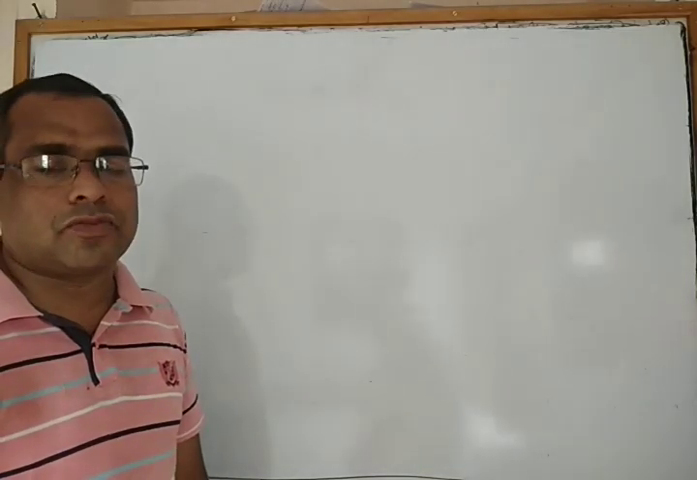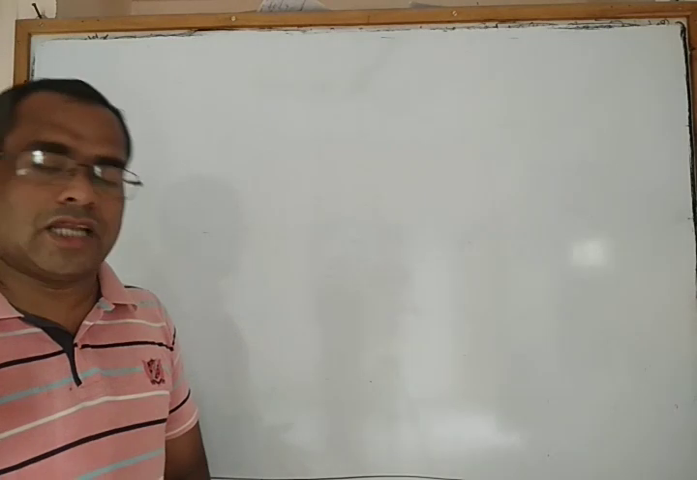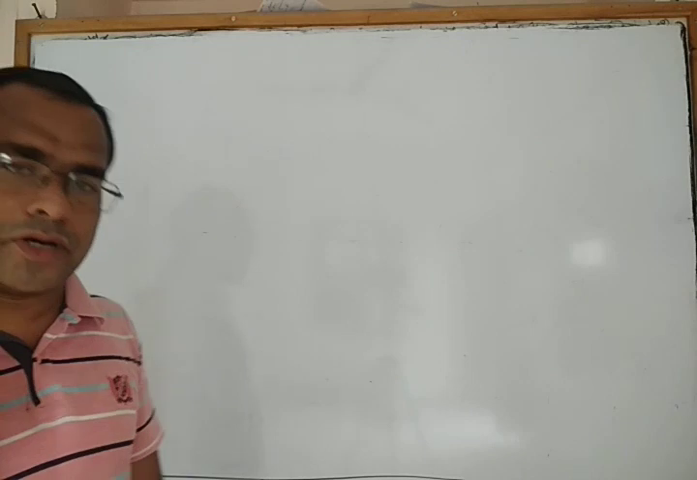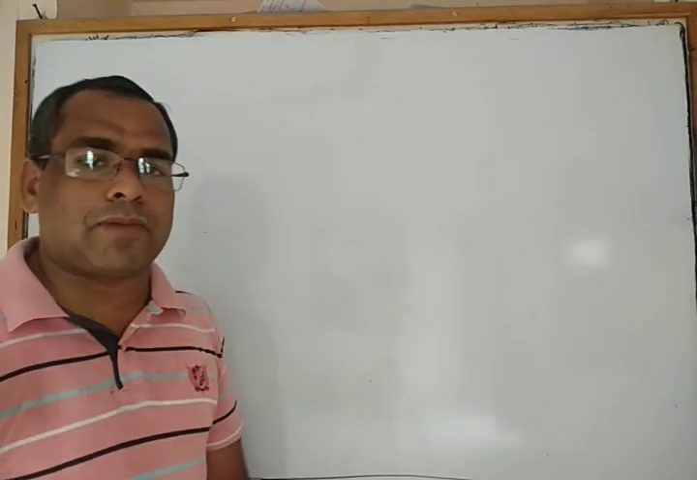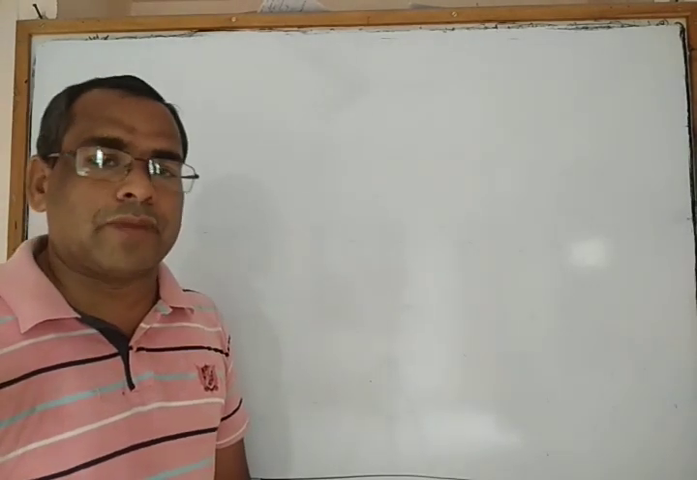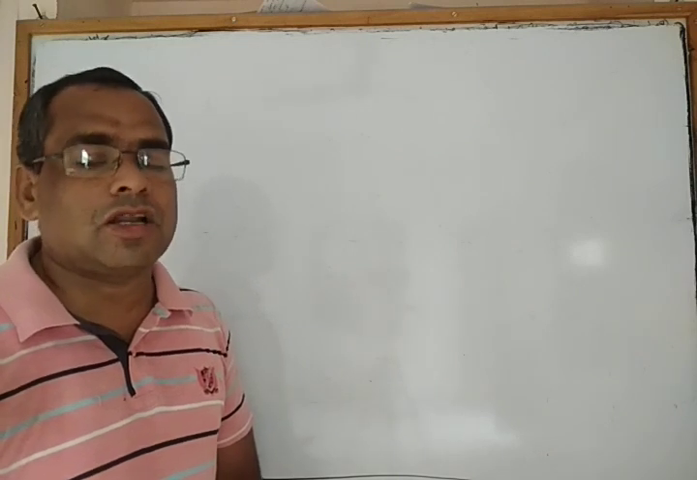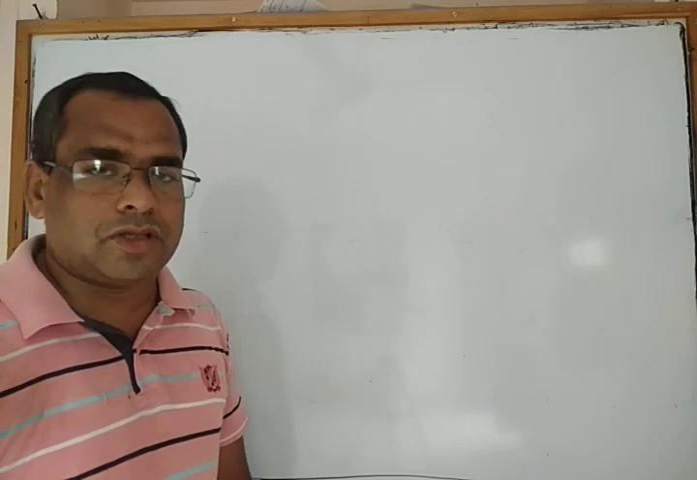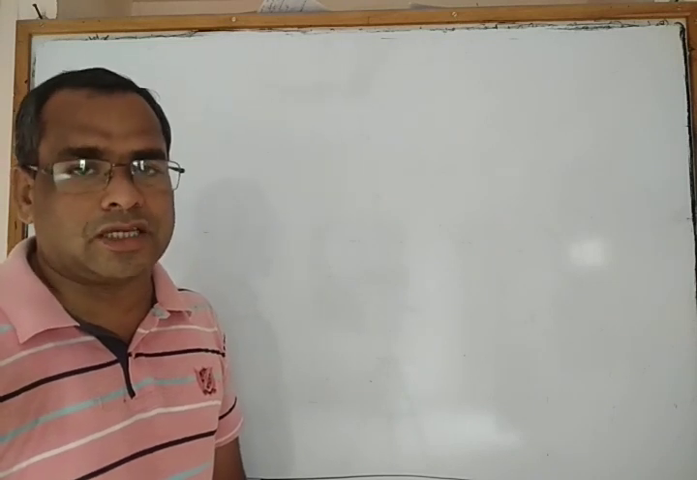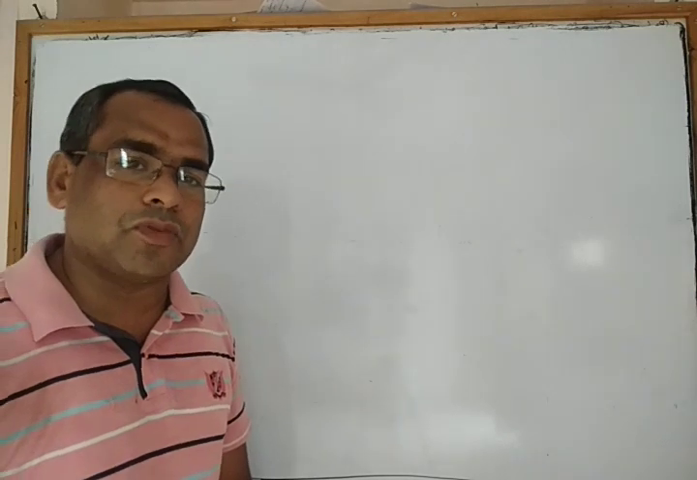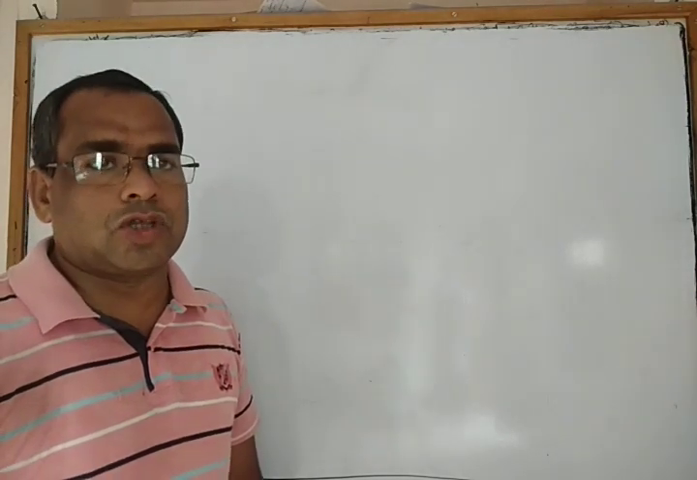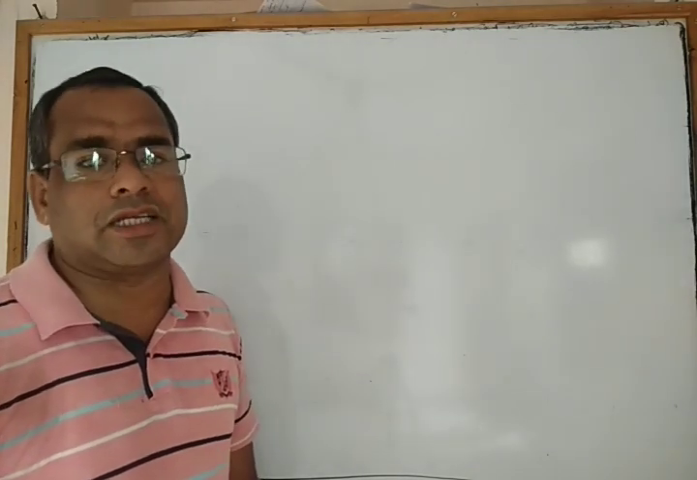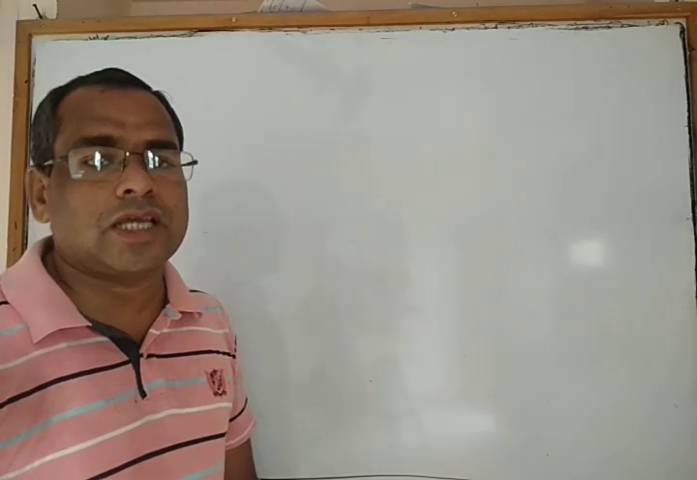This is the fourth video of the matrix class. In the last class, we already discussed matrix multiplication, its properties, and positive integral powers of a square matrix. You know matrix multiplication: the product of two matrices is possible if the number of columns of the first matrix is equal to the number of rows of the second matrix.